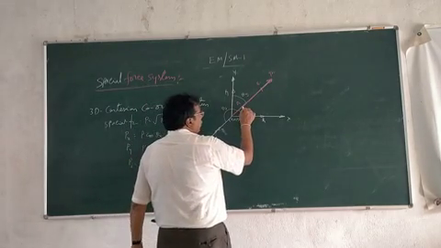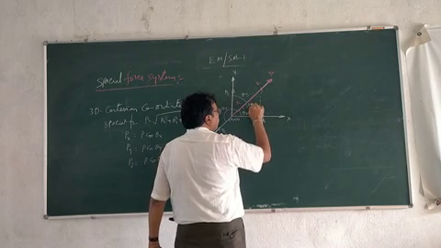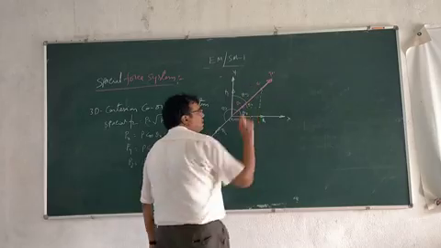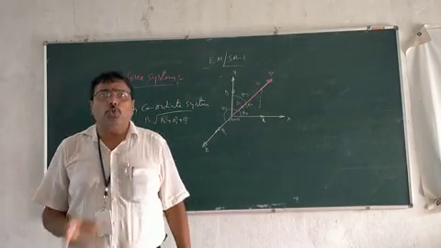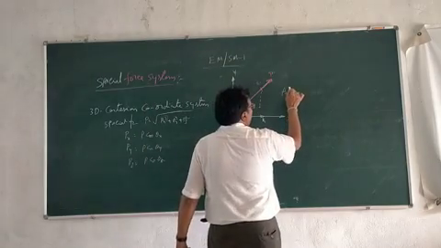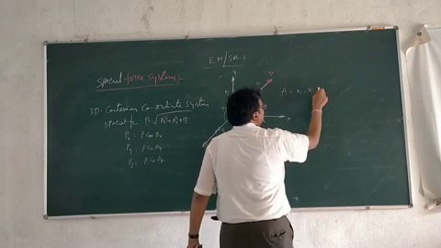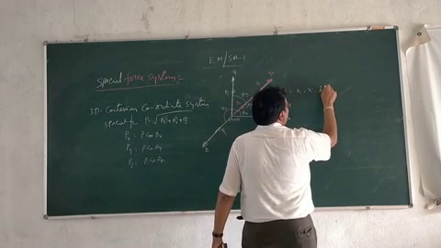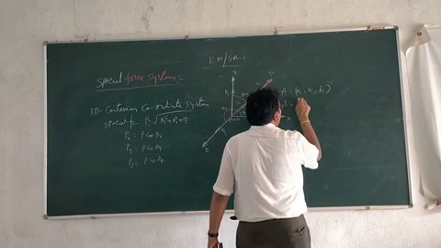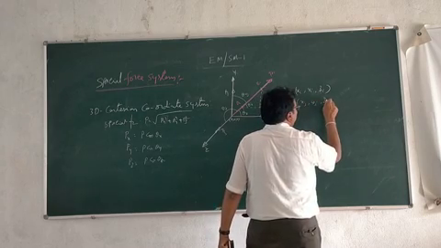In order to determine theta x, I am considering two points. The force is passing through two spatial points: A is (xi, yi, zi) and B is (xj, yj, zj).